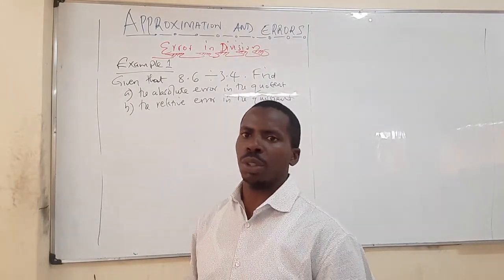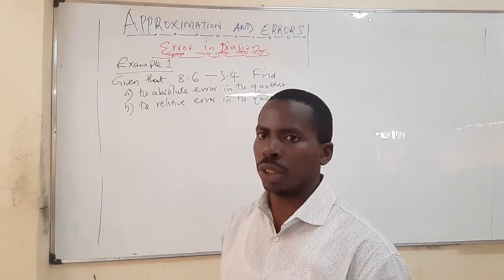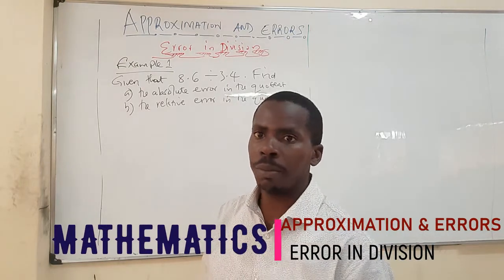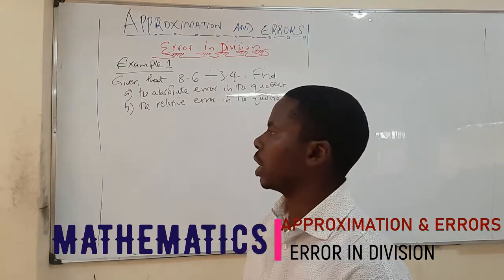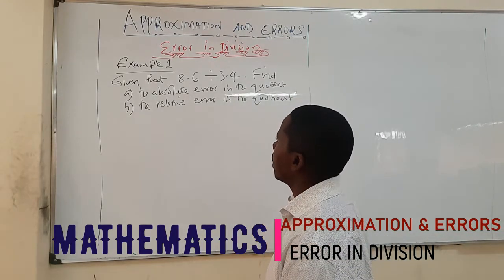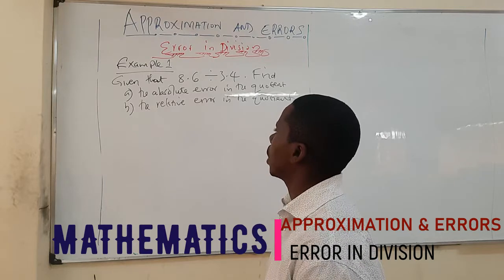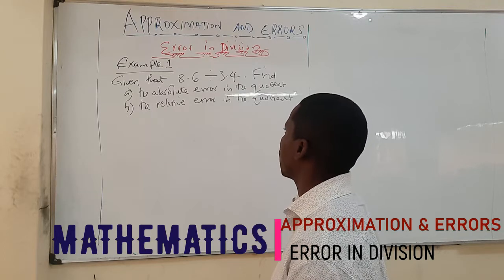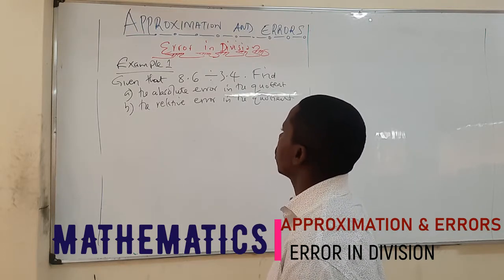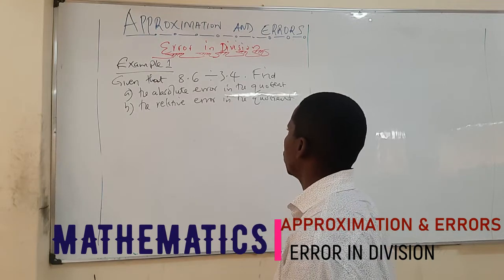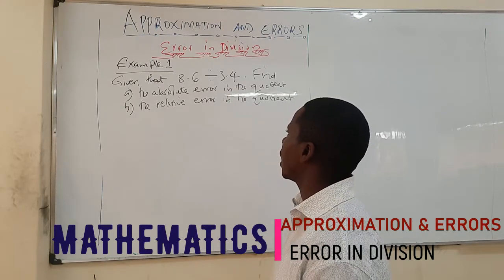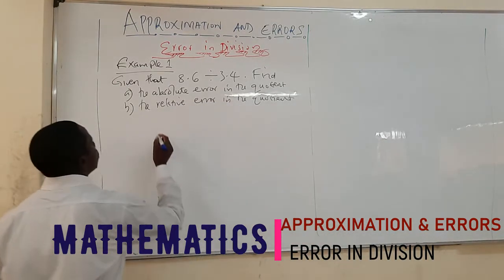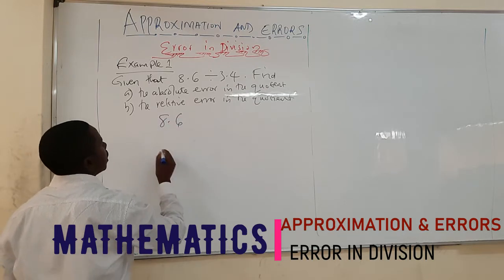We are going to look at the errors in division, and just as we have been doing the others, we're going to look at some examples to see how it can be tested in this area. The first example is 8.6 divided by 3.4, and you are required to get the absolute error in the quotient, and also the relative error in the quotient. So the first case we are going to do is to have our 8.6 and 3.4.